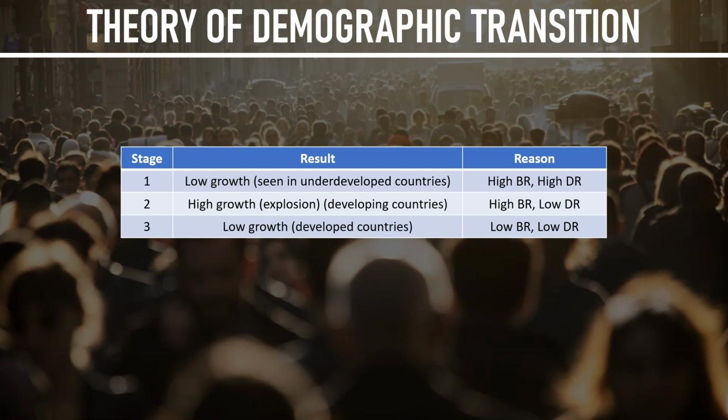The second stage is seen in developing countries like India. This is a stage of high growth rate. It's also referred to as a population explosion, because during this second stage, through development of technology and resource development programs, the death rate is able to be controlled, so the death rate decreases.